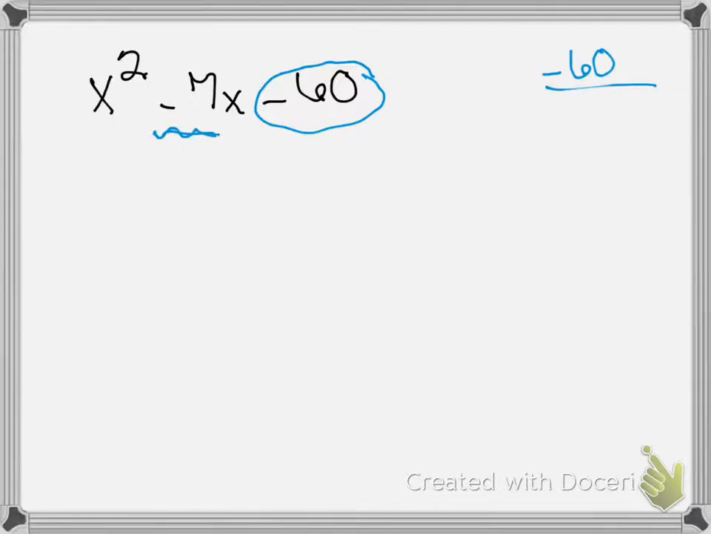And if we look at the number that they have to add to, they need to add to a positive 7, or sorry, to a negative 7. That means that the bigger of the two numbers is the one that has to be negative.